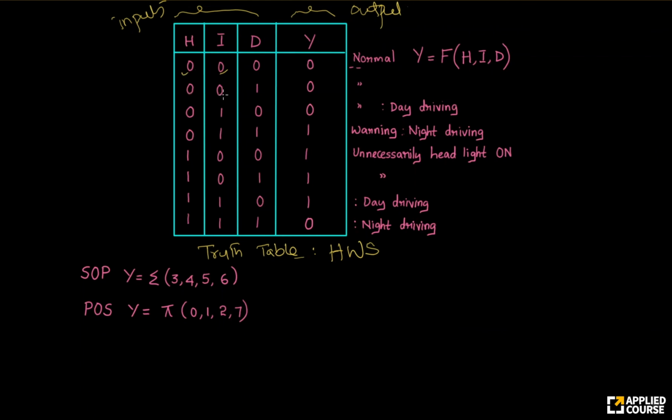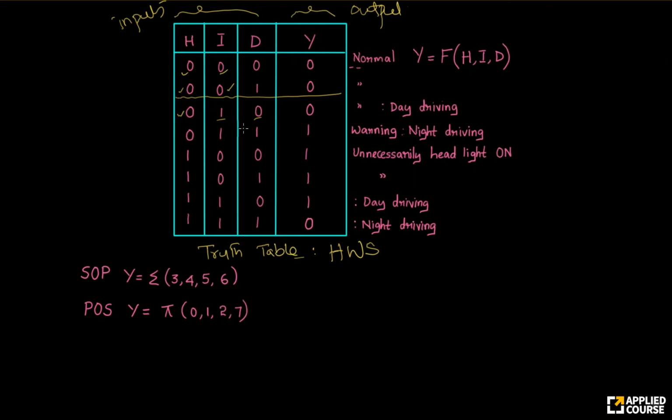Again 0, 0, 1: engine is off, headlight is off, again it is a normal operation, hence there is no warning. 0, 1, 0: indeed the driving is made, but it is a day driving. H is 0, I is 1 means the engine is on, D is 0 means day. The headlight is off for day driving, it is not required, and hence it is a normal operation, no warning is to be made.